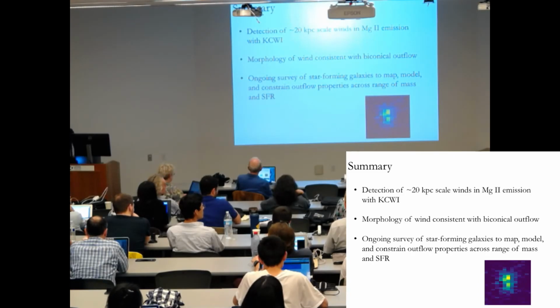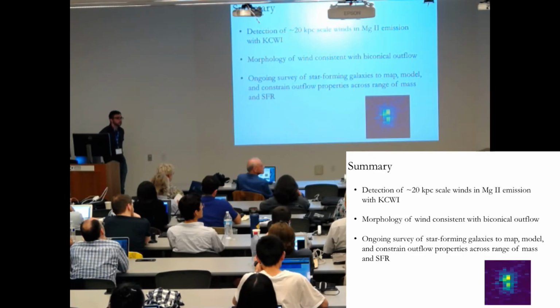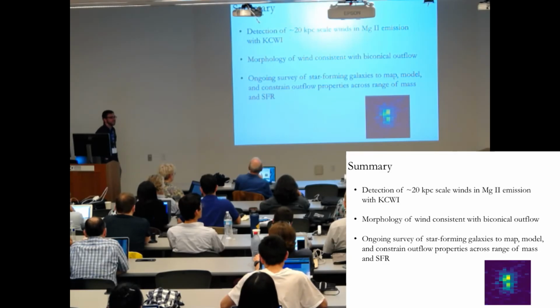So I'm dying to know constraints on the outflow velocity and mass flux rate of the magnesium-2 as a function of distance away from the galaxy. What can you give me? Not a lot at the moment. Stay tuned.